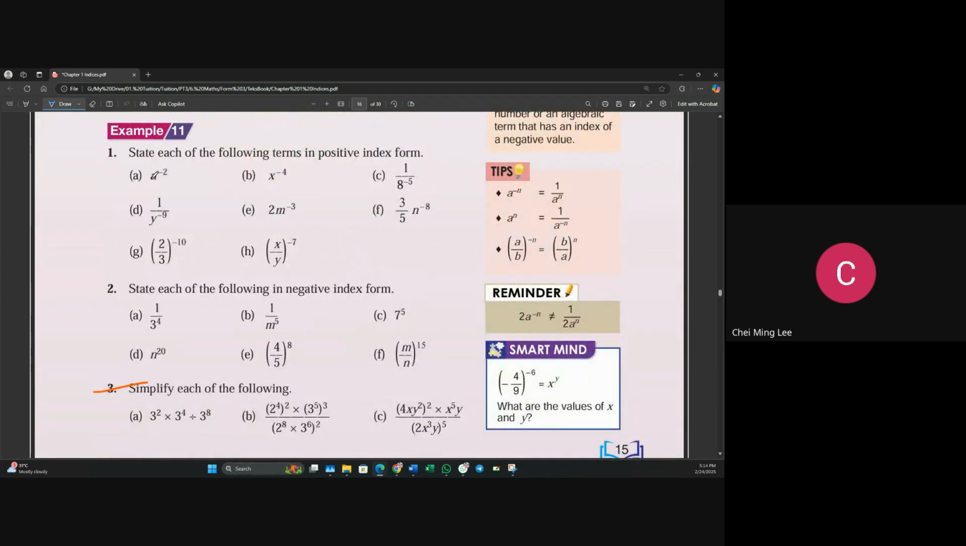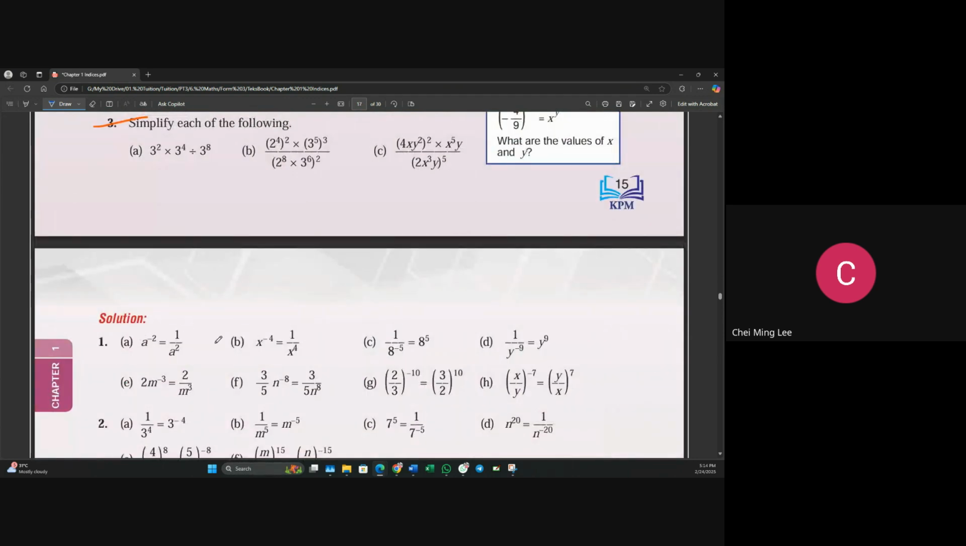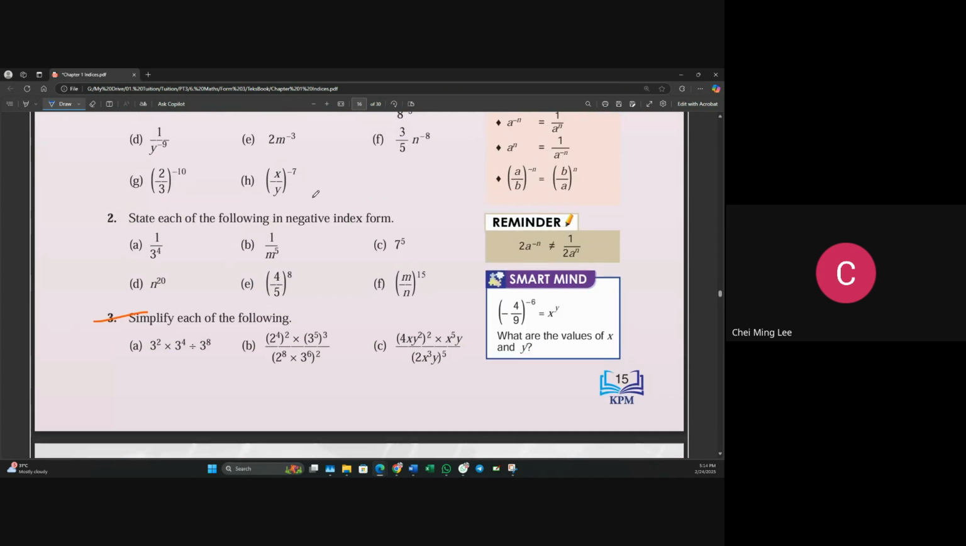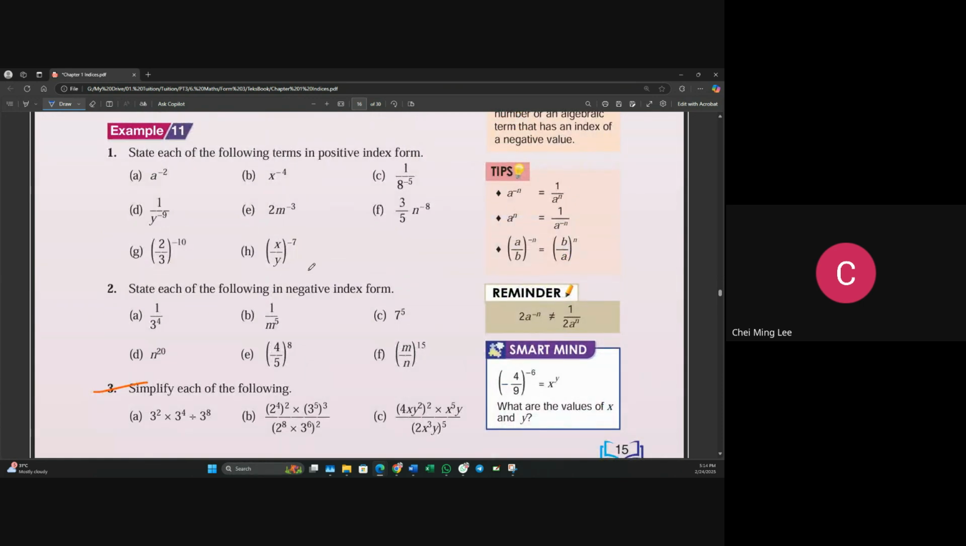So now, where a equals -2, it becomes 1 over a to the power of 2. Pretty easy. We just use this one. Now, the hard one: x over 7 to the power of -7. This one will become 1 over (x over 7) to the power of 7. However, when it is 1 over like this, it becomes 7 over x to the power of 7.